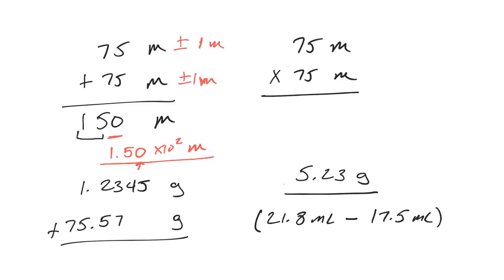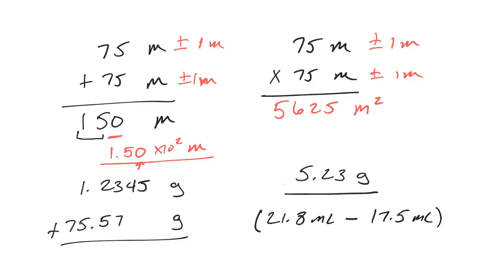Now what if we flip that plus sign around and just do 75 times 75 meters? Again, the idea is plus or minus 1 meter, plus or minus 1 meter. Our result would work out to be 5625 meters. And so for 5625, how many of those digits, now the unit is square meters, are significant?